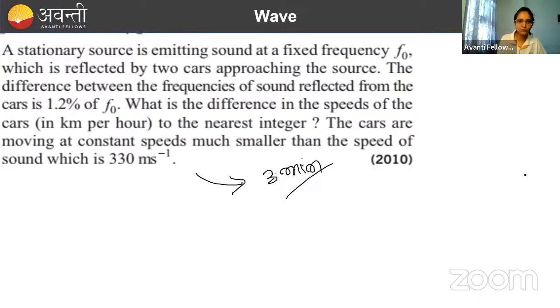So there is a stationary source and this is emitting sound at a fixed frequency f naught, which is reflected by two cars approaching the source. Now look, let's draw the diagram carefully. There is a source and it is stationary, so its velocity is zero, and it is emitting sound of frequency f naught. Now it is getting reflected by two cars approaching the source.